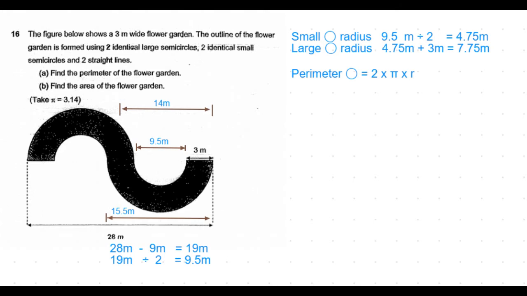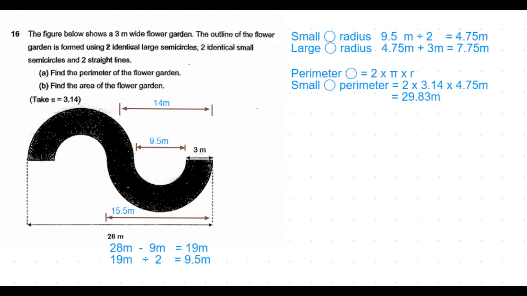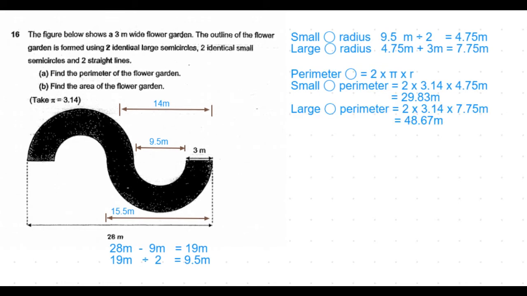The small circle perimeter is 2 pi r, which is 2 times 3.14, which is given as the pi value to be used in this question, times 4.75, the radius of the smaller circle. So the answer is 29.83 meters. Similarly, the circumference of the larger circle is 2 pi r, where r is 7.75, and the answer is 48.67 meters.